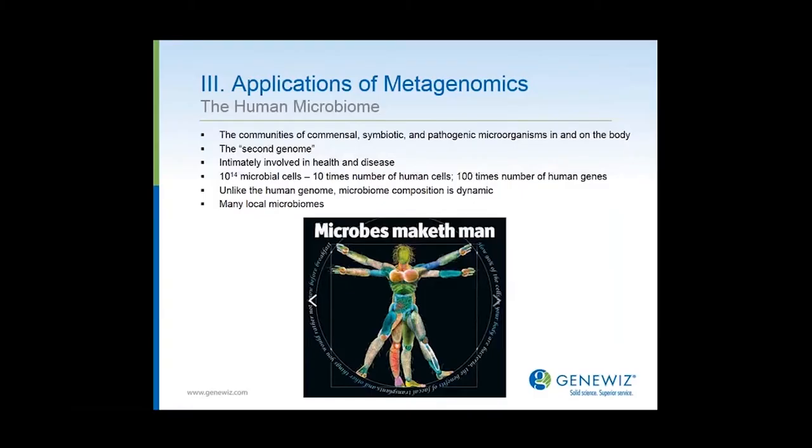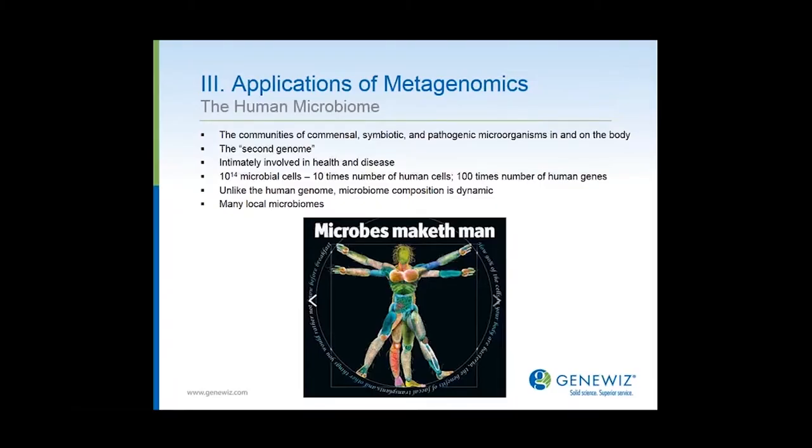Another major application of metagenomics in medicine is to study the human microbiome, which is the sum of all bacteria in and on the body. It's considered a second genome, and it's very much influenced or involved in health and disease. There are up to 10 times the number of bacterial cells than there are human cells. And there are 100 times the number of human genes in the microbiome.